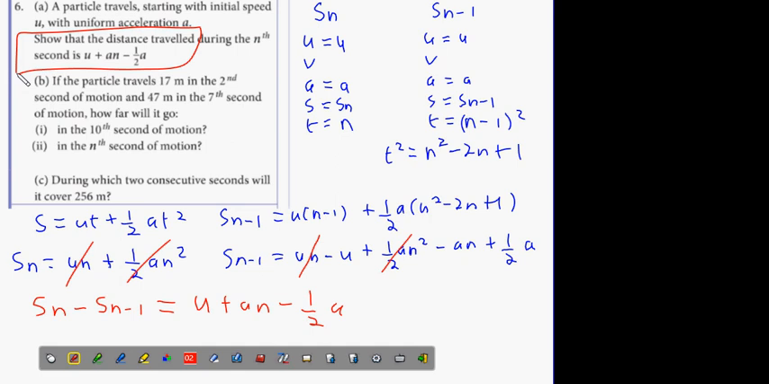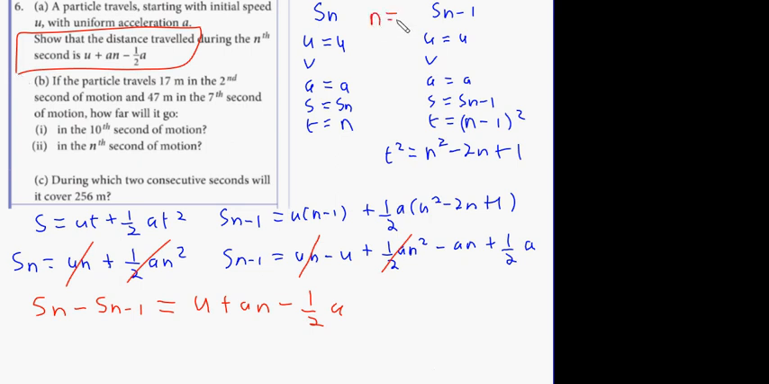Now, this is using this formula here. We're going to move on to part B. Okay, this is what we call a general formula. It will work for anything we want. If I replace in n equals 5, what does that do for me? n equals 5 will turn that into S5 minus S4, which will give me the distance travelled in the 5th second of motion. Any n value I sub in here will work.